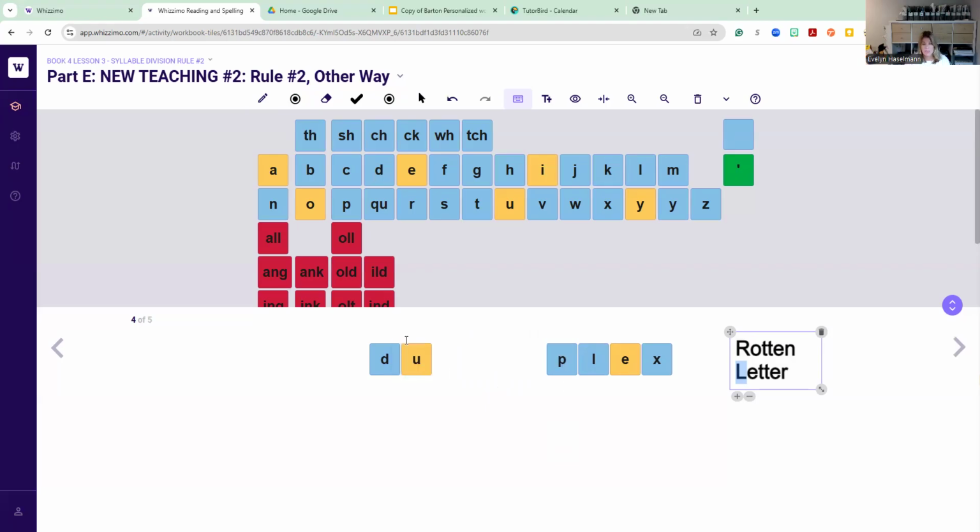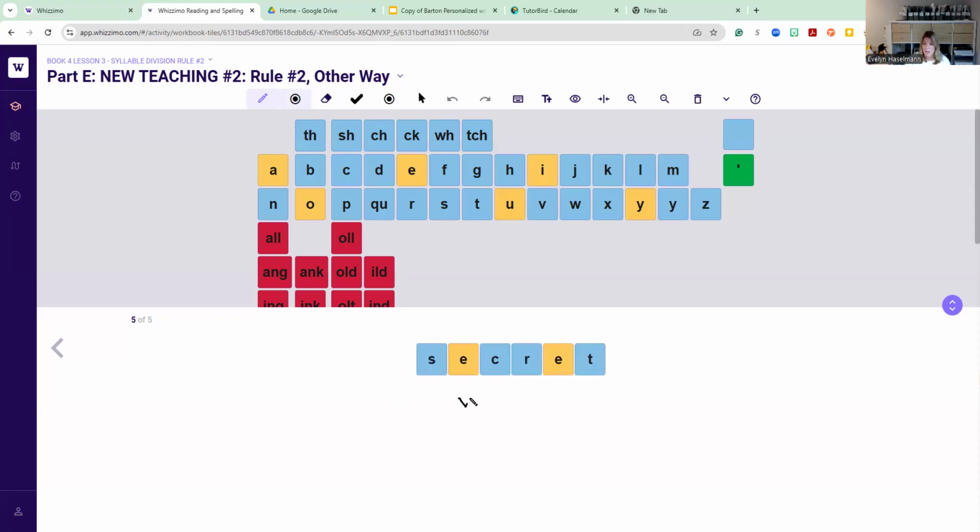I always talk about this being a stinky letter. This is a stinky letter right here. He smells. He's got to have his buddy next to him so he doesn't stink up the whole word. Okay. So now it divides right here. This becomes an open U, duplex.